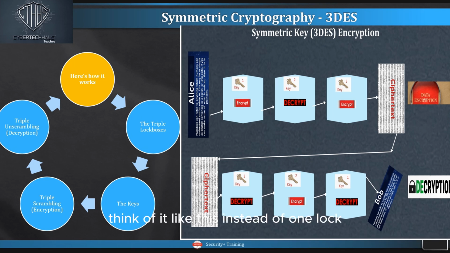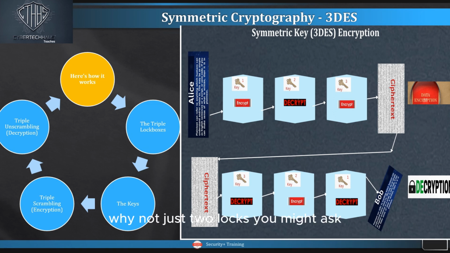Think of it like this. Instead of 1 lock, you use 3 locks in a row. You lock your message with the first key, then lock it again with the second key, and finally, a third key. Triple the protection.